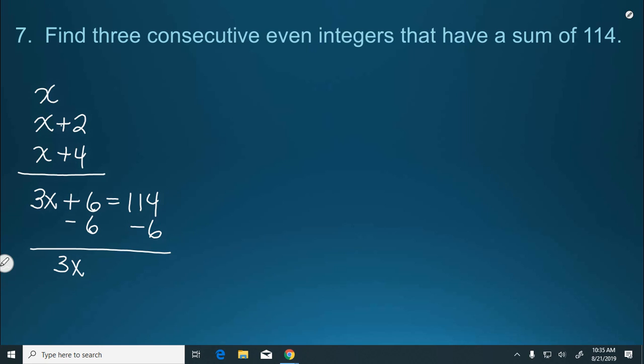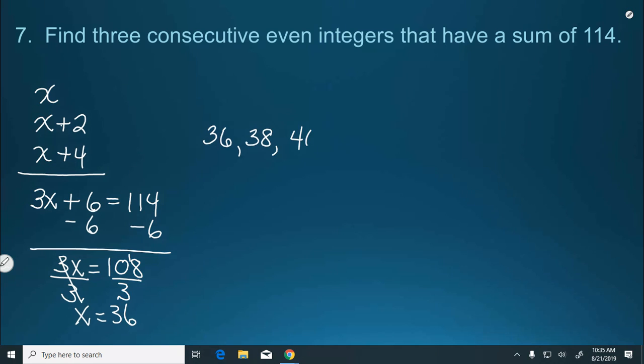So 3x equals 108. Divide by 3. And x equals, well, 3 goes into 10 3 times with 1 left over, because 3 times 3 is 9. 9 plus 1 makes 10. And then 3 into 18 is 6. So my first integer is 36. So it's 36, 38, and 40. And those 3 should add up to 114.